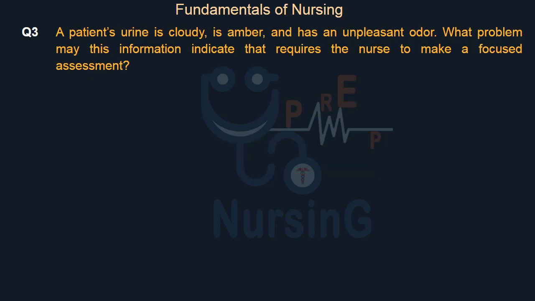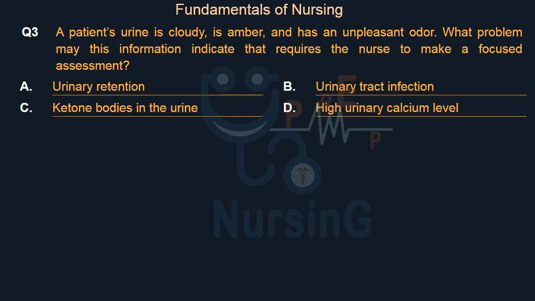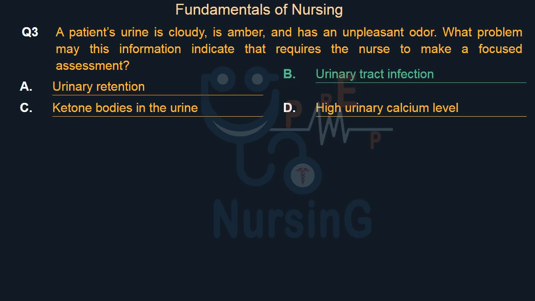A patient's urine is cloudy, is amber, and has an unpleasant odor. What problem may this information indicate that requires the nurse to make a focused assessment? Option A. Urinary retention. Option B. Urinary tract infection. Option C. Ketone bodies in the urine. Option D. High urinary calcium level. Right answer is option B.